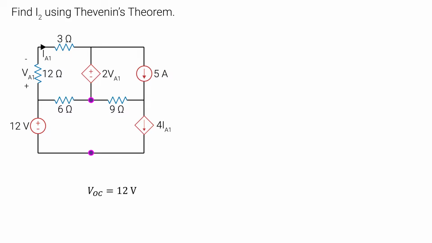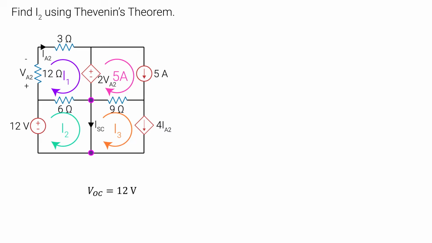Next, we need to find RTH. So that means we need to create a short circuit between the points where we remove the load. There is a current flowing in this new conductor, ISC, and that's what we need to find. Since the circuit changed, we need to relabel our dependent currents and voltages. Once again, we can use mesh analysis to figure that out.